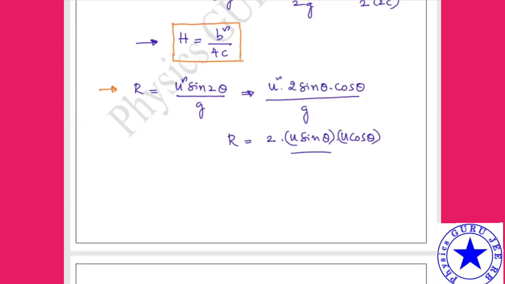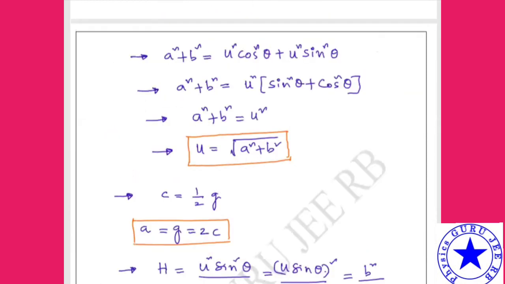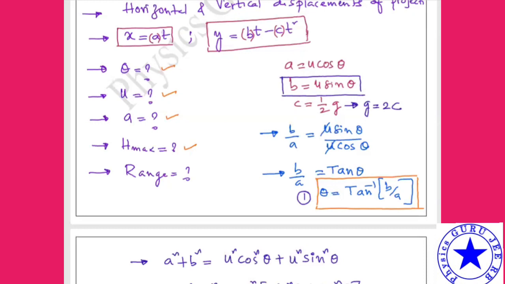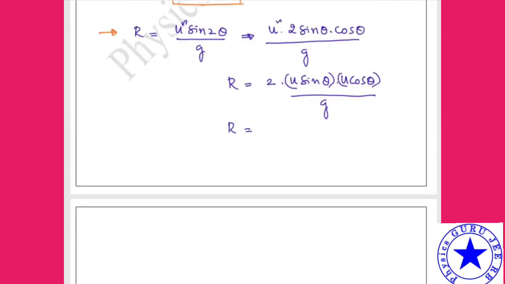Nothing to worry. So this is divided by g. Now u sine theta we have a. u sine theta is what? u sine theta is b, and u cos theta is a. Simply substitute there, and g is nothing but 2c. Everything we can substitute here. Now r is equals to 2, we can keep it as 2 into u sine theta, u sine theta is b, into a, divided by g can be written as 2c. So these two will get cancelled. Now range r is equals to what you'll get?